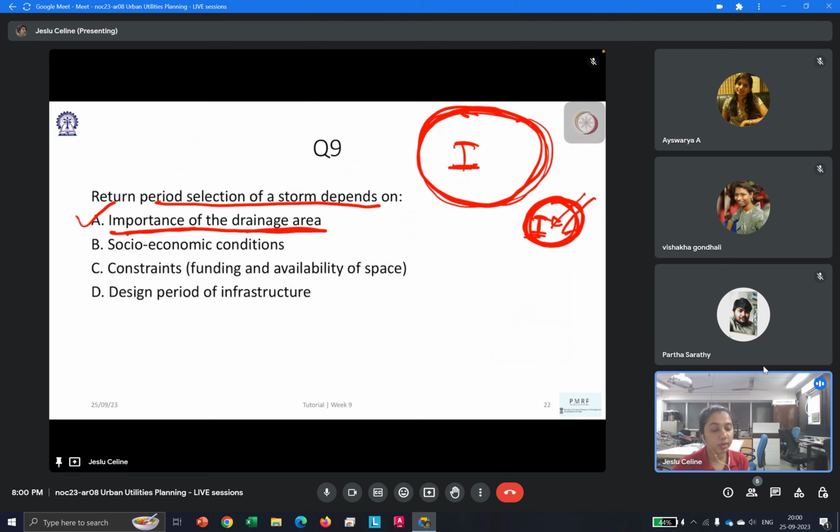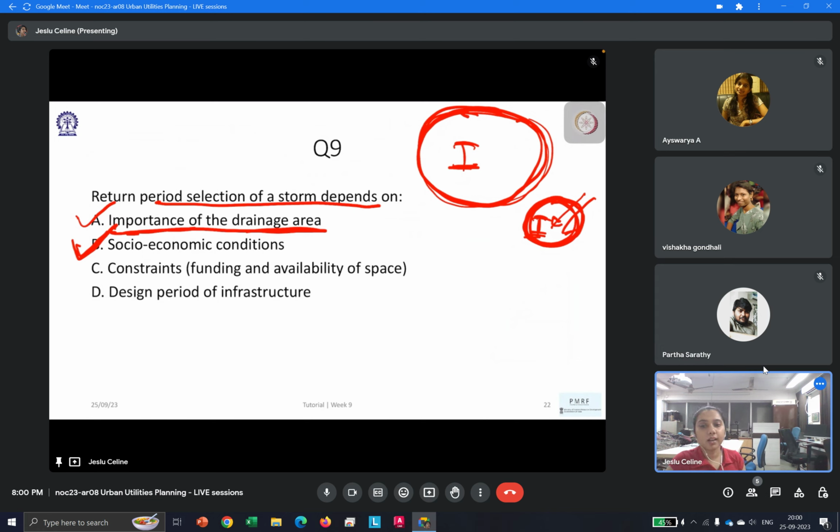Correct. Now B, socio-economic conditions. Yes, socio-economic conditions also. Why? Because your usage pattern depends upon your socio-economic condition. So the overall amount of water which is going as surface runoff, the amount going underground, and what is used from the aquifer, all these depend on it. And based on the amount which is going as surface runoff will your return period be decided. Basically, the same intensity has to repeat, right? So to get the intensity, your socio-economic conditions are also important.